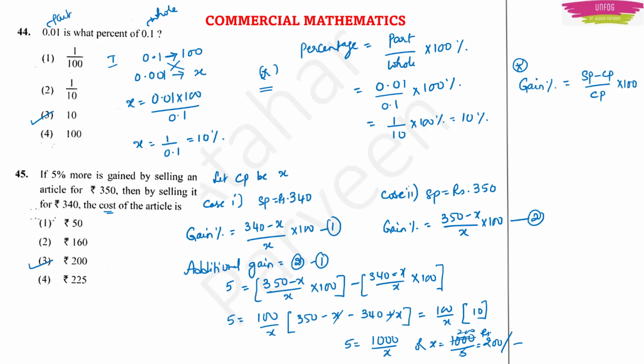So option 3 will be the correct answer. Okay, it is very simple. Only thing is you should know the gain percentage formula, and you should understand that they are giving some additional gain. This 5% more they are telling, this is only additional gain. This word more means it is additional.